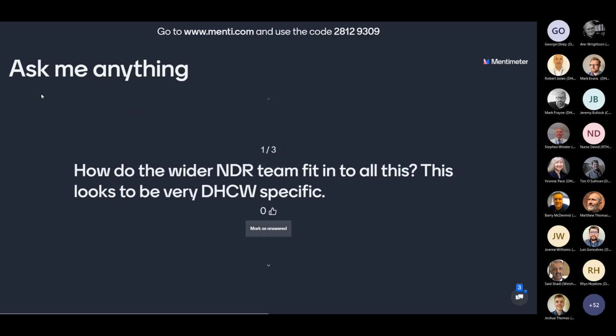Okay, moving on to the last of three questions. How does the wider NDR team fit into all of this? This looks to be very DHCW specific. I'm not sure I understand that question. What we've discussed here is not DHCW specific at all. We've discussed a national data platform, and we've discussed ways in which we can open up the architecture for the benefit of everybody. Whoever's asked that question, can you be more specific about what you mean?